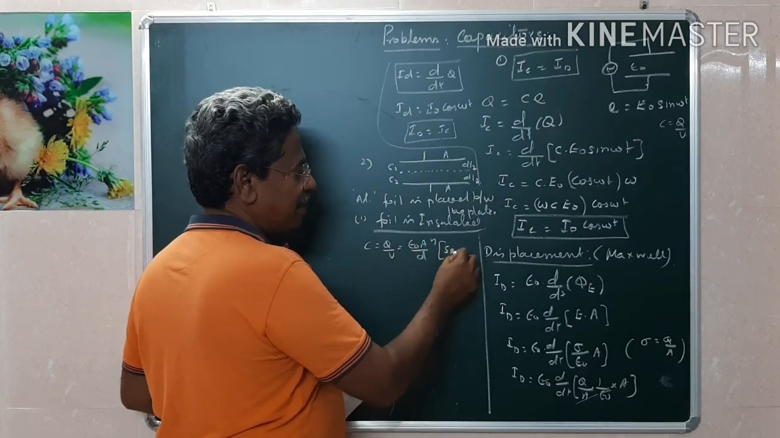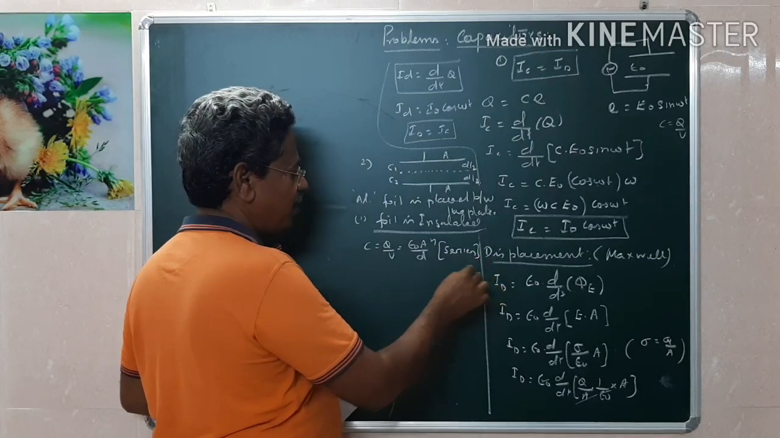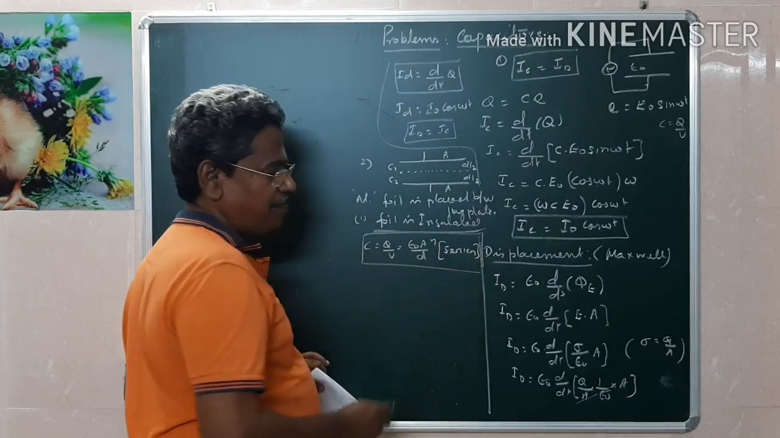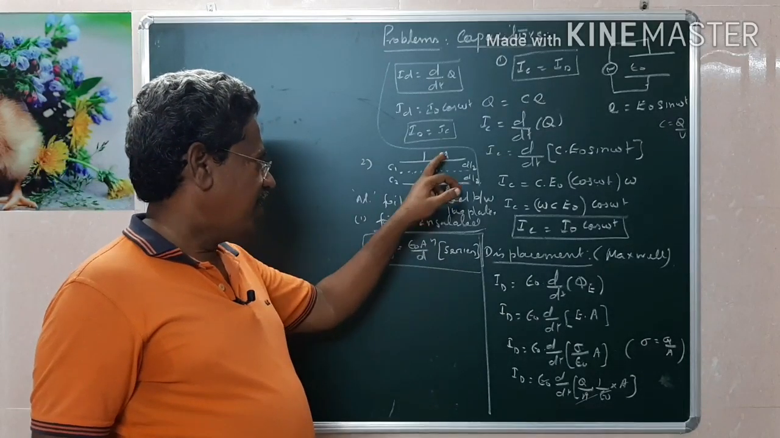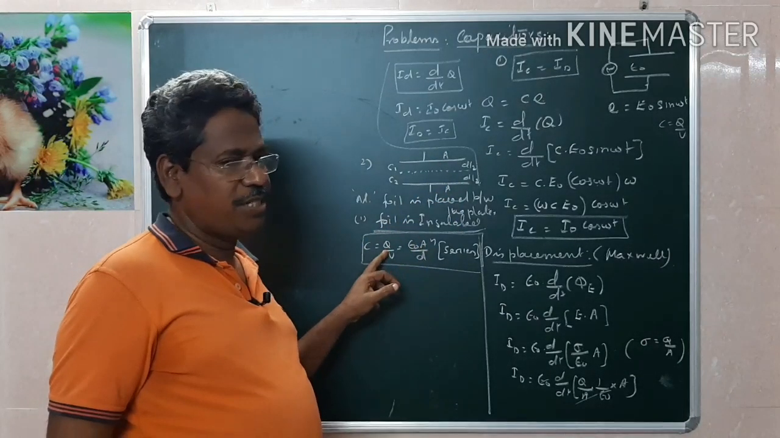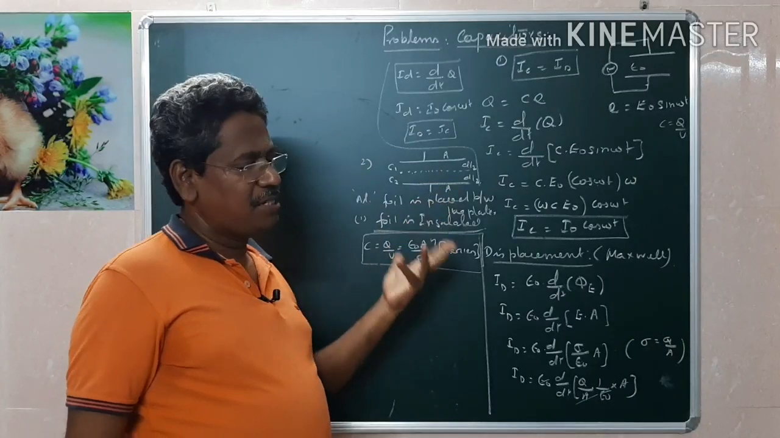That means the capacitors are connected in series. You have to recall this one. This is a very important concept. Any capacitance C is equal to Q by V, that is equal to epsilon A by d. You see, A is the same. Whenever A is the same, Q is the same. Q the same means these two capacitors are in series.